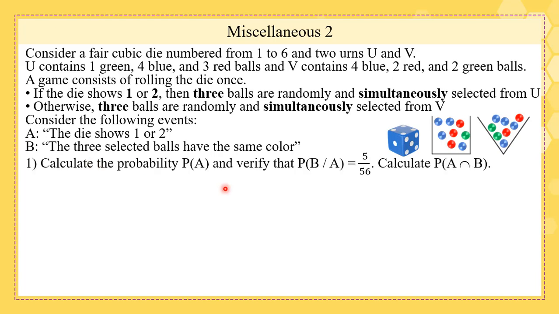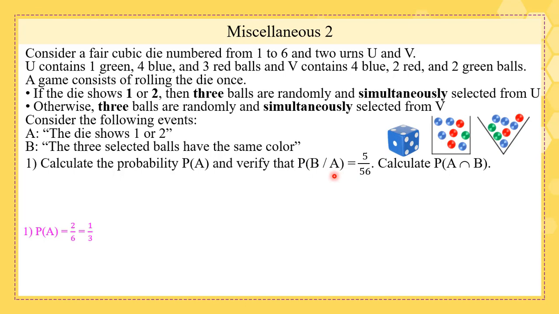Let's begin calculating these probabilities. Calculate the probability P of A. Now, what is the probability that the die shows 1 or 2? It will be 2 out of 6, because the outcomes are from 1 to 6, and I need 1 or 2, so there are 2 outcomes out of 6 outcomes. Now verify that the probability of B given A is 5 over 56.